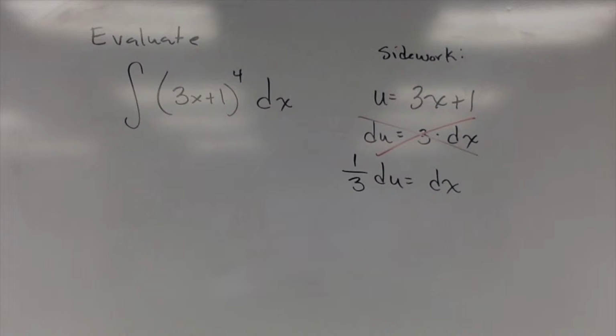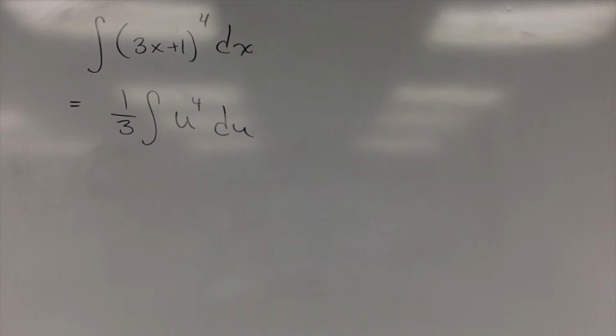And now we are ready to begin substituting. We will remove 3x plus 1 and substitute it with u. We will now remove dx and replace it with 1/3 du, which is the equivalent form of dx. We have now successfully transformed our initial integral into an integral in terms of u. Notice that the integral is now easier to integrate, where u is going to always equal 3x plus 1.